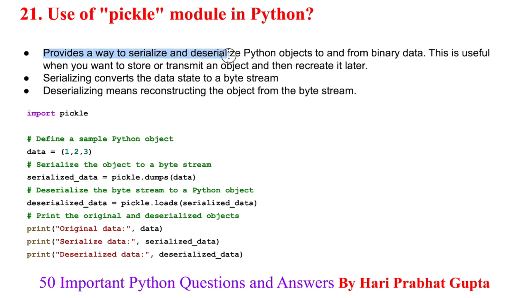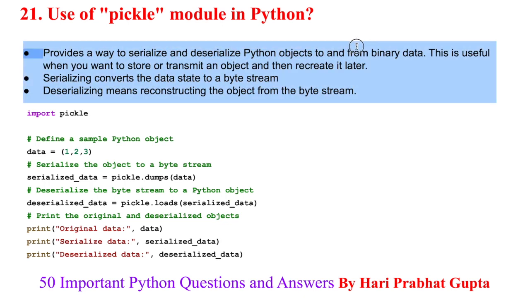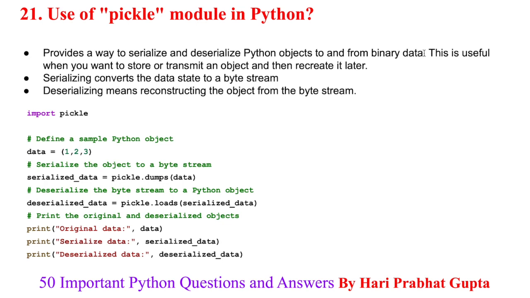The pickle module in Python programming provides a way to serialize and deserialize Python objects to and from binary data. Serialize here means converting the data state to a byte stream, which can be stored in a file or transmitted over the network. And deserialization means reconstructing the object from the binary stream.